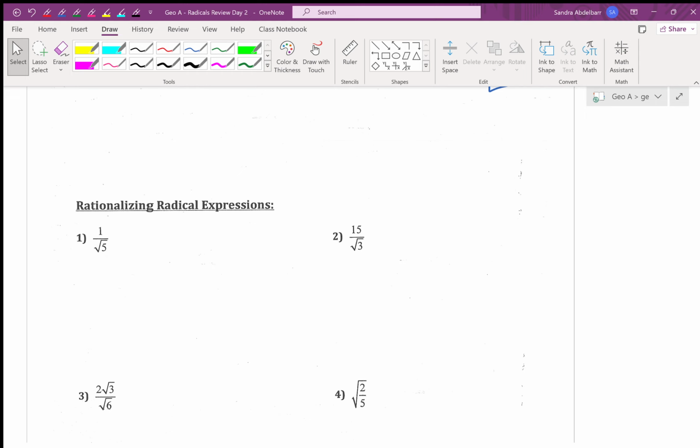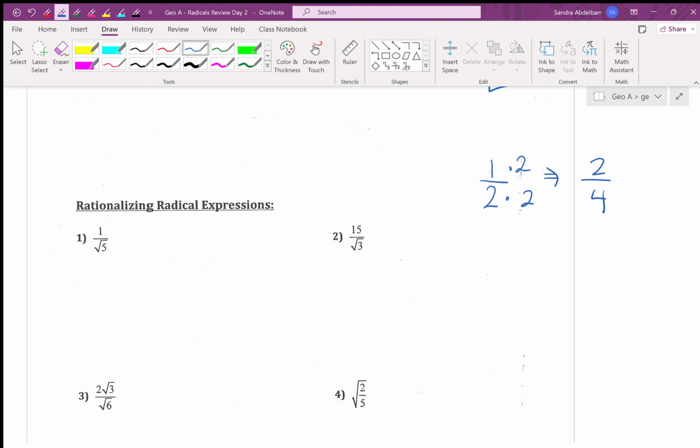It's called rationalizing the denominator. Rationalizing the denominator means making this radical not a radical. And we can create equivalent fractions through multiplication. For example, if I have 1 over 2 and I multiply numerator and denominator by 2, I end up with a new fraction. I end up with 2 over 4, but isn't it equivalent to 1 over 2? Okay, so that's what we're doing.